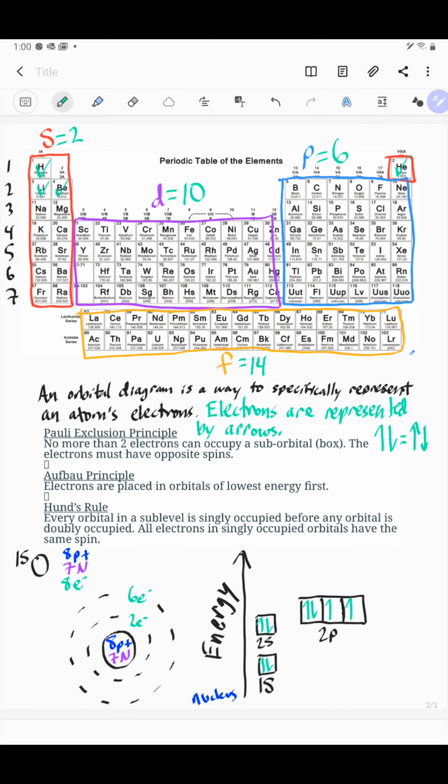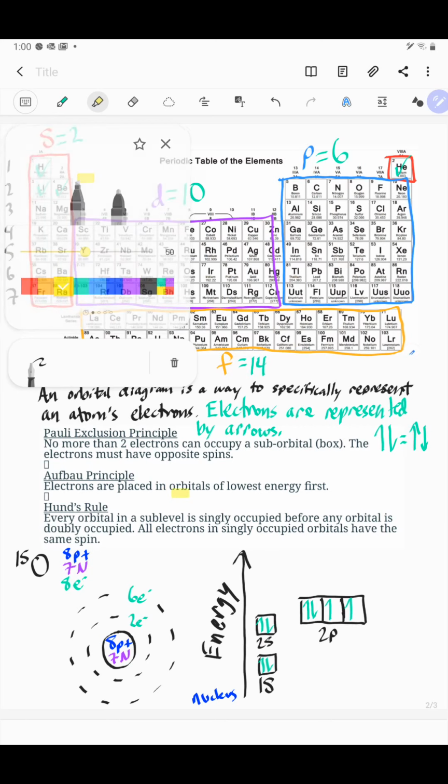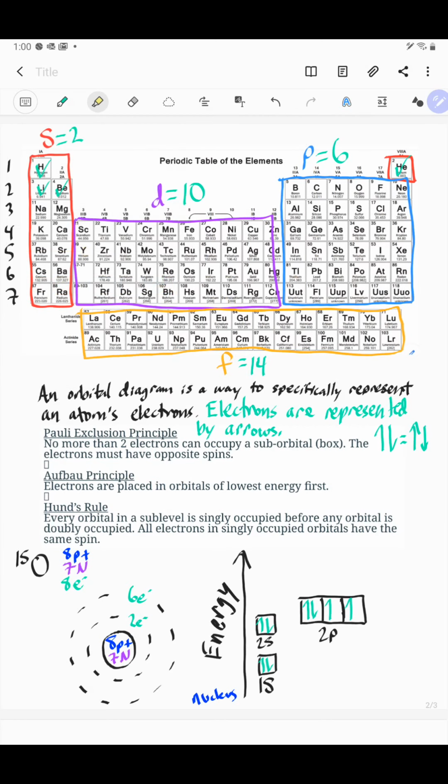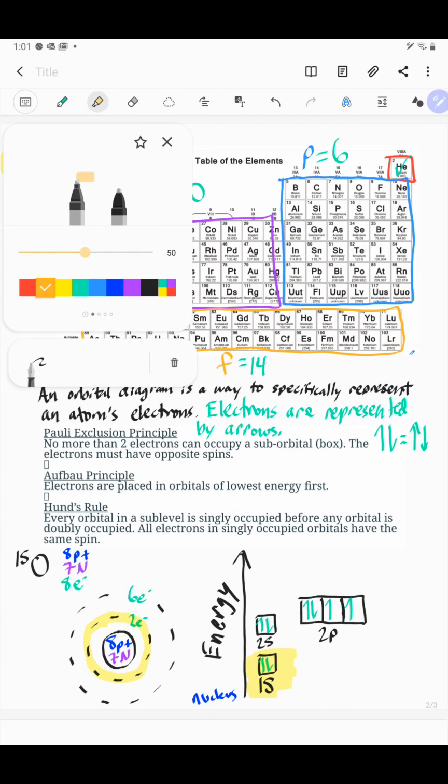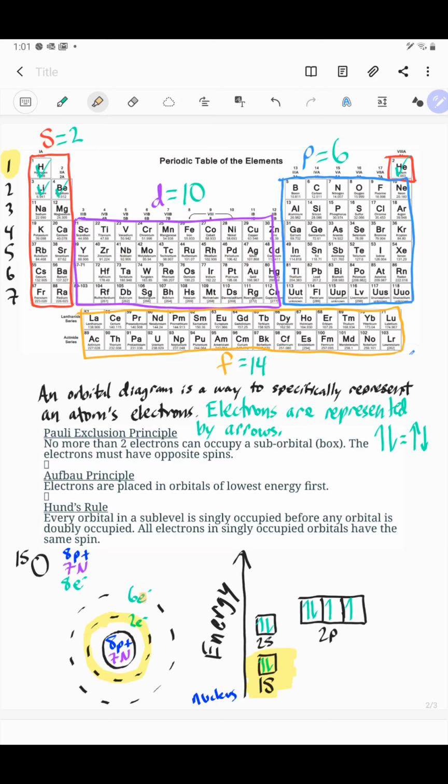Next, let's take out our highlighter and compare this side by side to the Bohr model. In our first energy level, this first energy level here has 2 electrons. And that's going to correspond to this first energy level up here in the periodic table. And it's also going to correspond to this first energy level on our orbital diagram. Next, the second energy level on our Bohr model has 6 electrons.